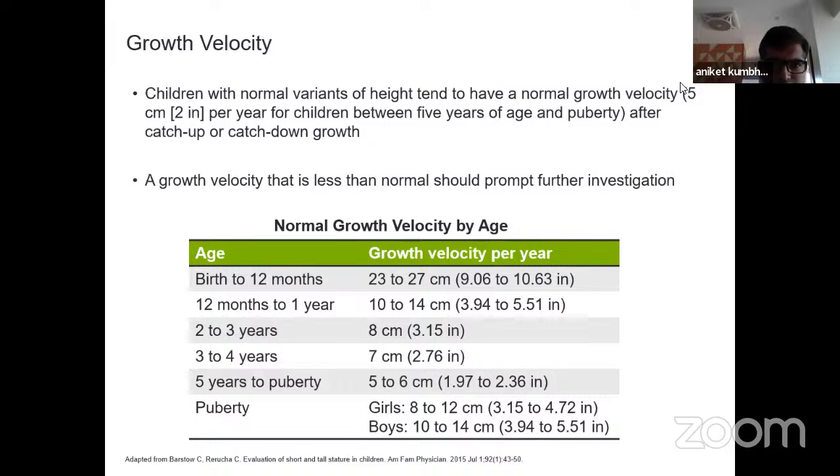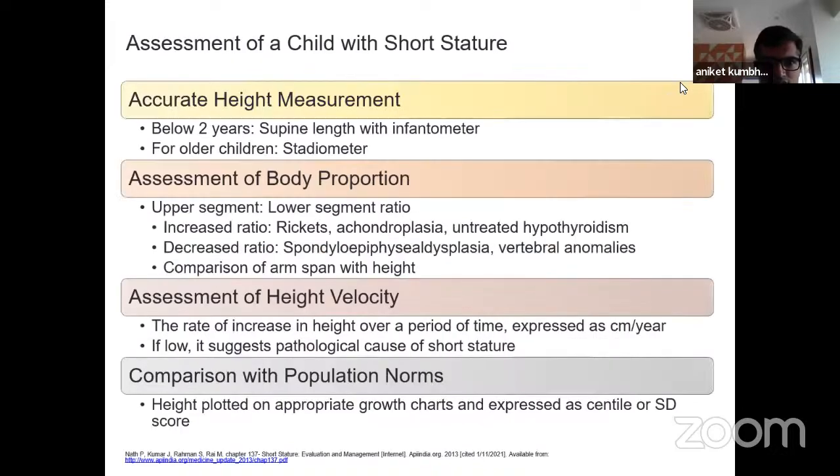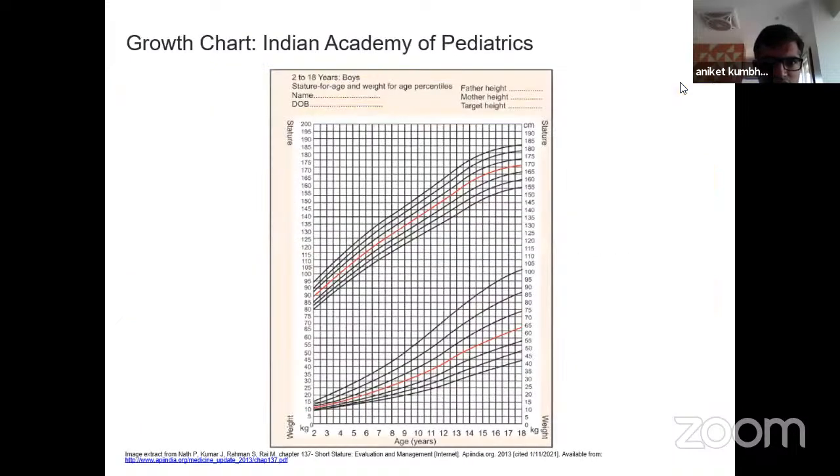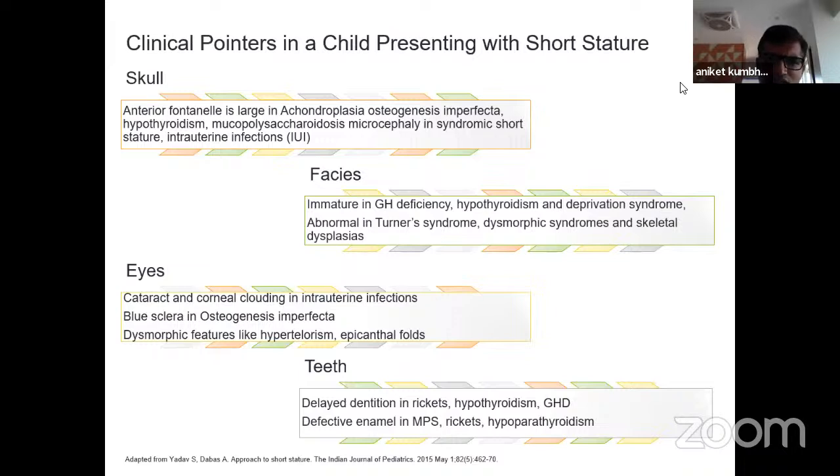Growth velocity, again, as I discussed, rather than one measurement, serial measurements and calculating growth velocity is more important for identification of growth disorders. So accurate height measurement, accurate body proportion assessment, and height velocity assessment with comparison to standard. For less than 5 years, we will compare with WHO charts, and more than 5 years with the IAP charts. So this is an IAP chart, and there are n number of clues which we should not miss when we examine the patient.